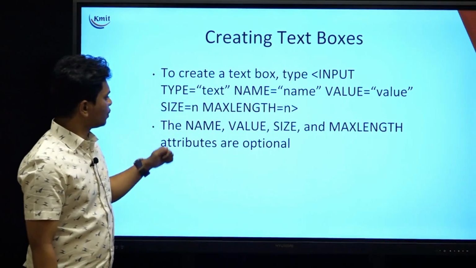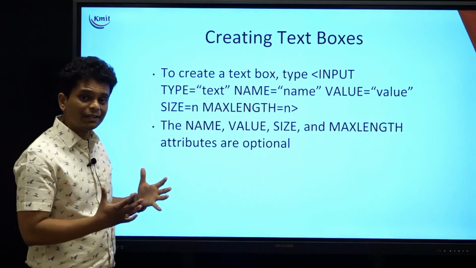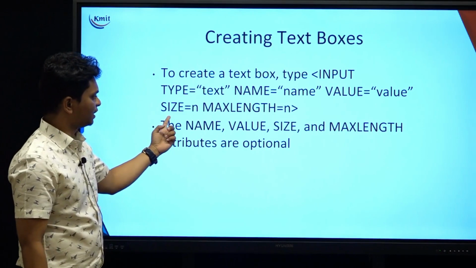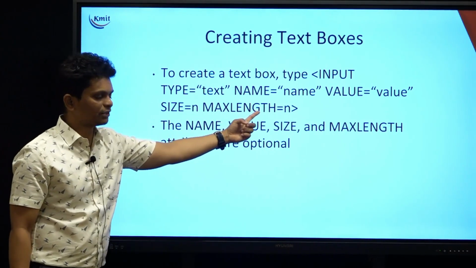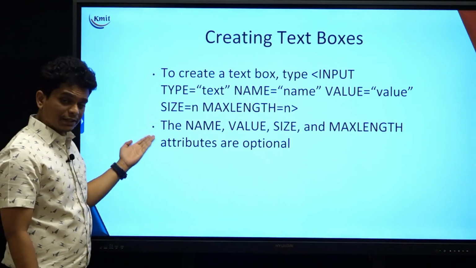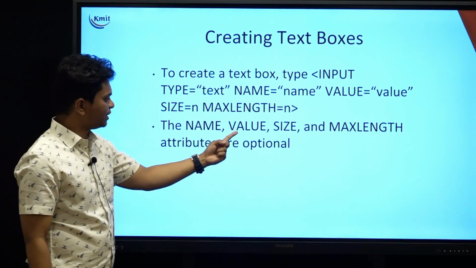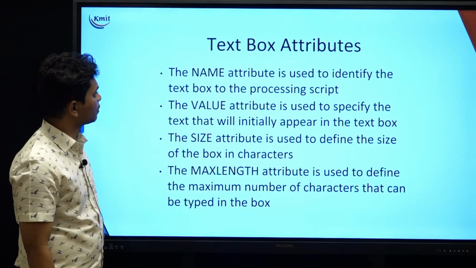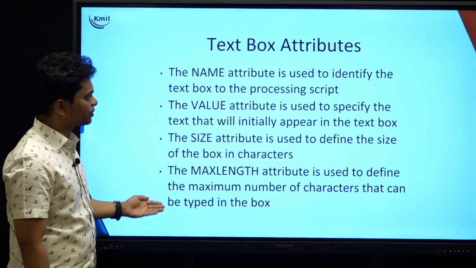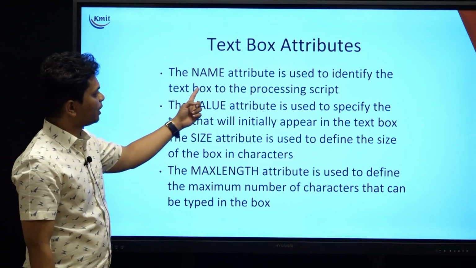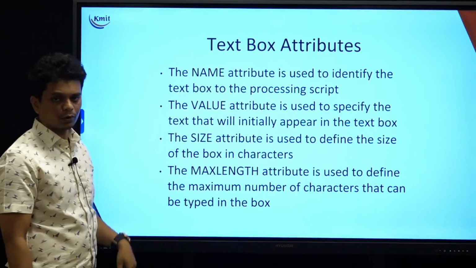After that, we can also set the length or the size of the text box by using size with pixel and max length with pixel n. Like I said, the name, value, size and max length attributes are optional. These are the various text box attributes. The name attribute is used to identify the text box.